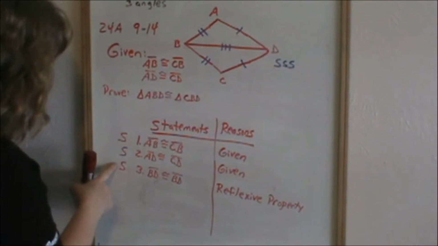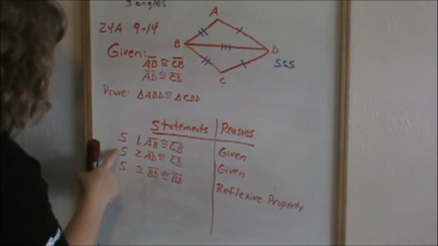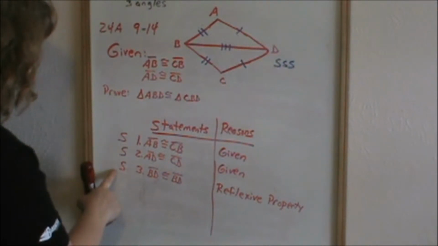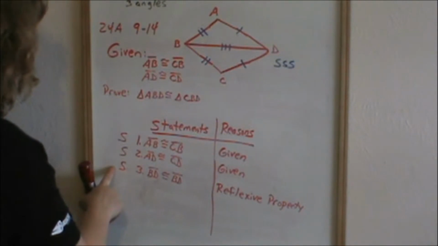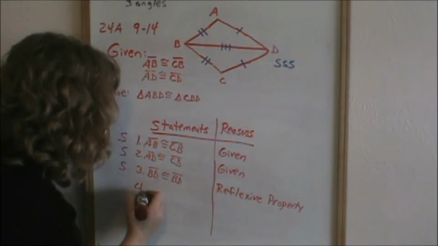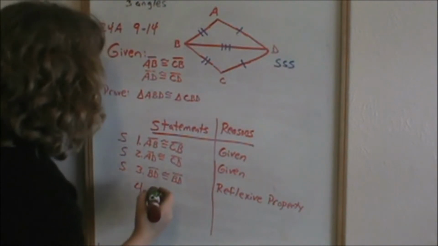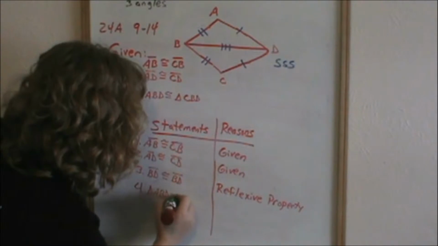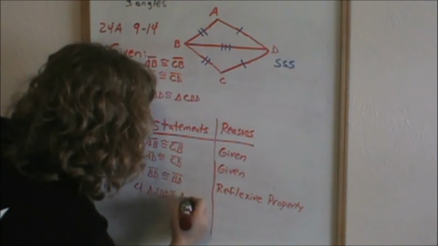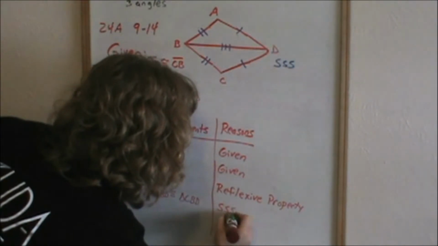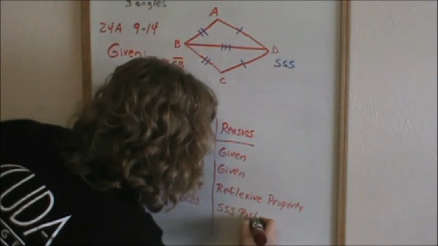So now that we've made a statement about every side, we have to make sure that we have a statement about every side in order to use side postulate. So since we have a statement about every side, and for side, we can now say that triangle ABD is congruent to triangle CBD. Why? Because of the side postulate.